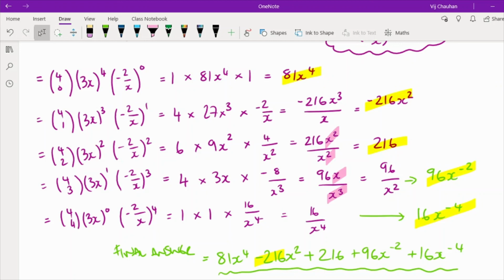So that completes the tutorial of binomial expansion for this level. I hope it makes sense.